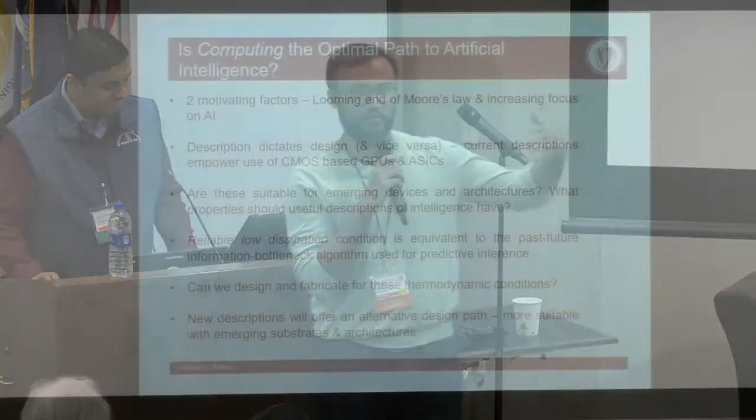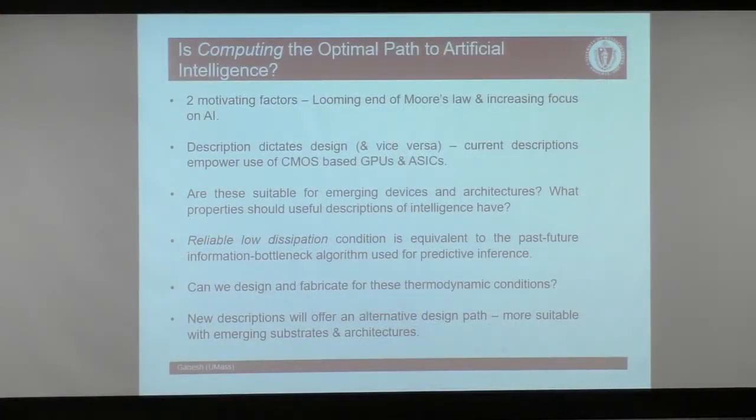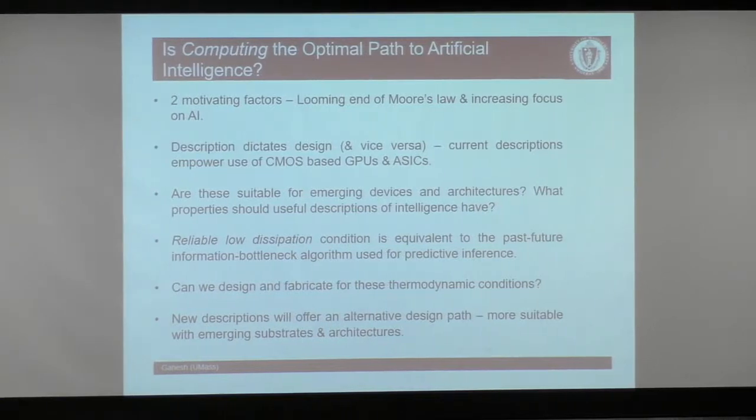As the poster title says, it is computing the optimal path to artificial intelligence. Two of the most important motivating factors for why a lot of us are here are the looming end of Moore's law, and that we're all interested in AI.